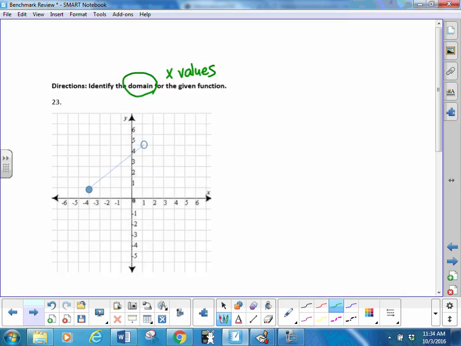So I've got this function. Its smallest x value is -4. Its largest x value is +1. So that's pretty much my domain. I want to enclose it. So then I just look at my circle.